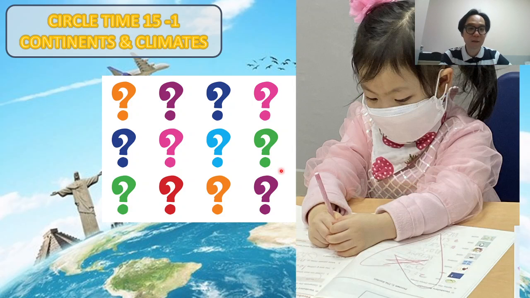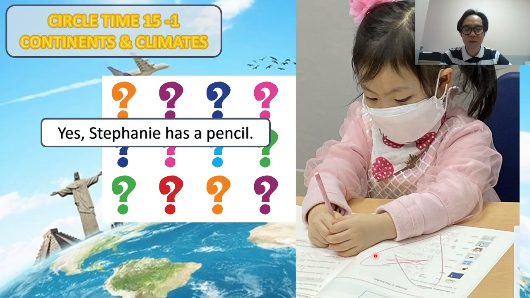Now here is Stephanie. And it says, yes, Stephanie has a pencil. Is this a question? Well, there's a period at the end, so it's not a question mark, so it can't be a question.